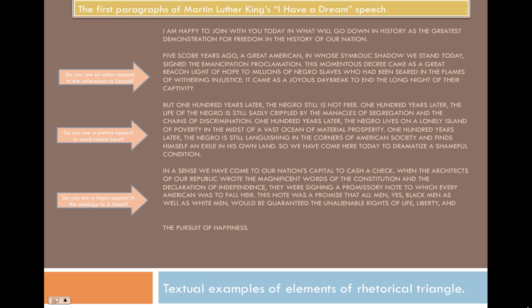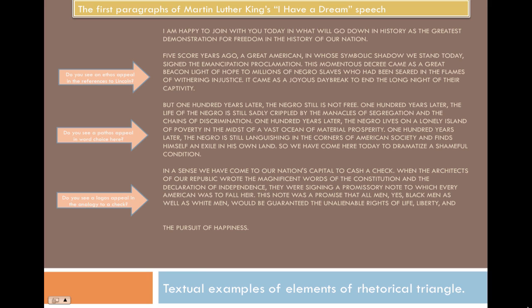"In a sense, we have come to our nation's capital to cash a check. When the architects of our republic wrote the magnificent words of the Constitution and the Declaration of Independence, they were signing a promissory note to which every American was to fall heir. This note was a promise that all men, yes, black men as well as white men, would be guaranteed the inalienable rights of life, liberty, and the pursuit of happiness." So here we've got a combination of all three of these appeals going on.